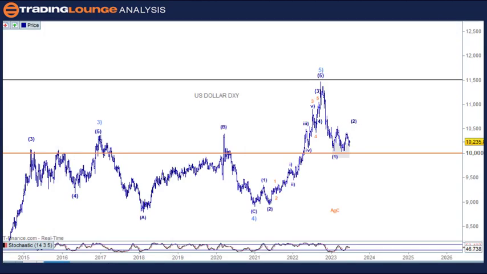Okay, so over to the US dollar. And this is a weekly chart here. It just shows the bigger picture. We're normally looking at this little move down through here, but here we can see we've got 3, 4, 5 for the third, an A and a B and a C for the fourth, and up for the fifth here.